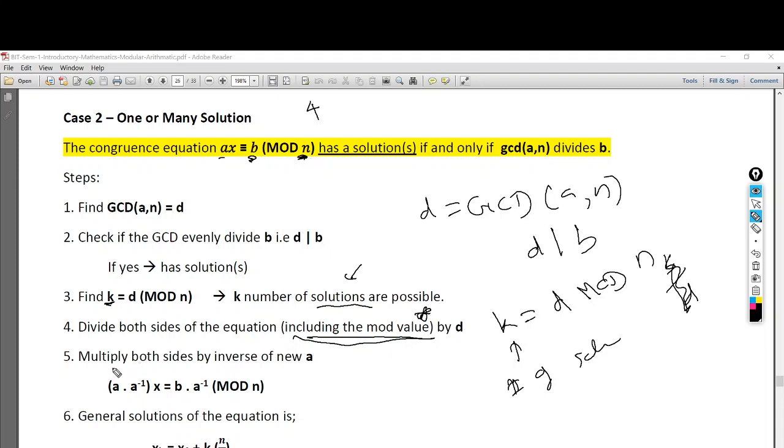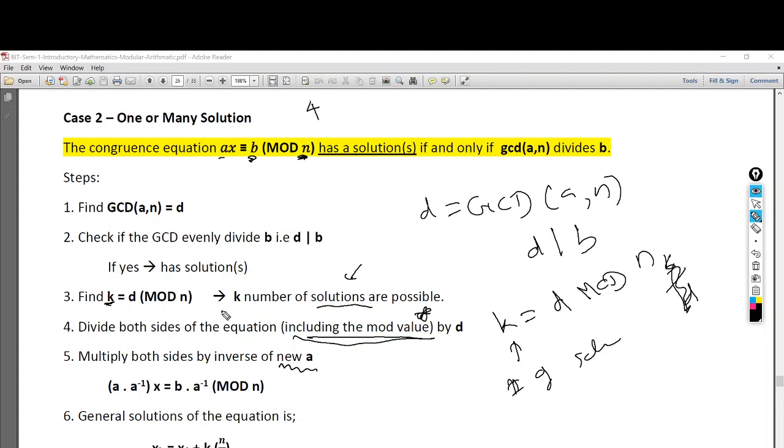Then multiply both sides by the inverse of the new A. That is very important. Once you divide by D, you get a different A value here, the new A, and you multiply by its inverse.